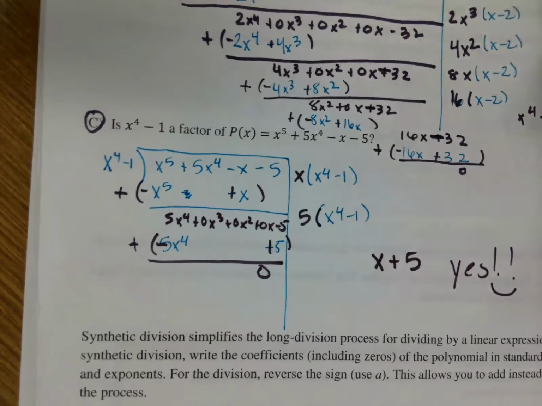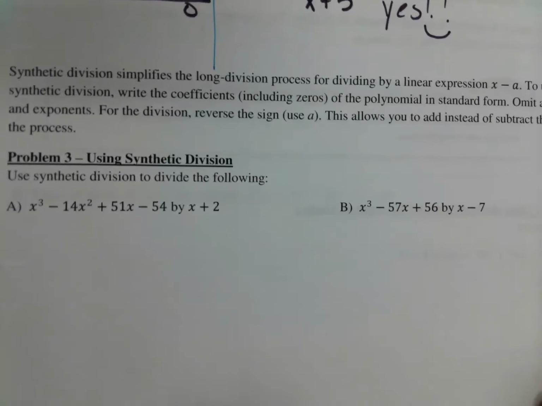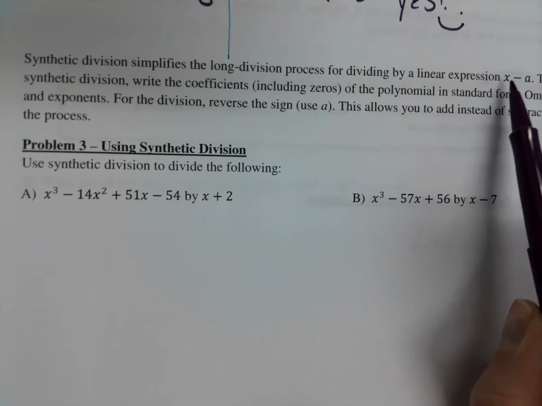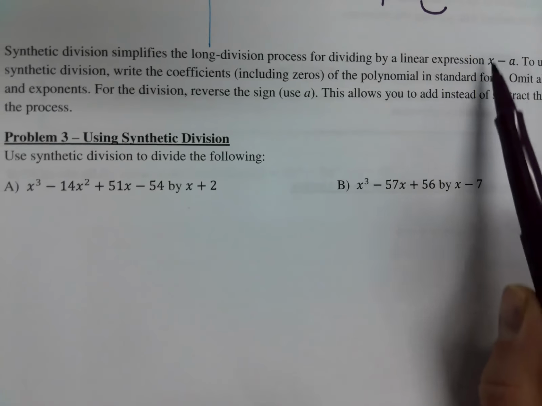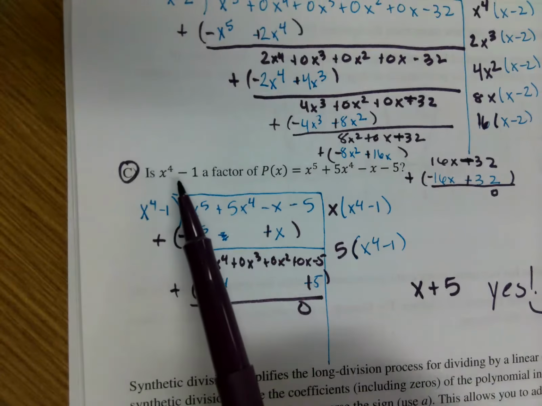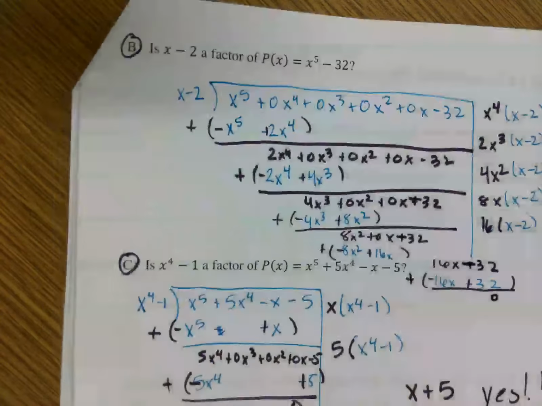So now we have synthetic division. People usually find they like it more. You can only use it if you have a binomial, so two terms, and the first one is an x. You can only use it when you're dividing by something like this. So this one, I would not have been able to use synthetic division. Here, I could use synthetic division.